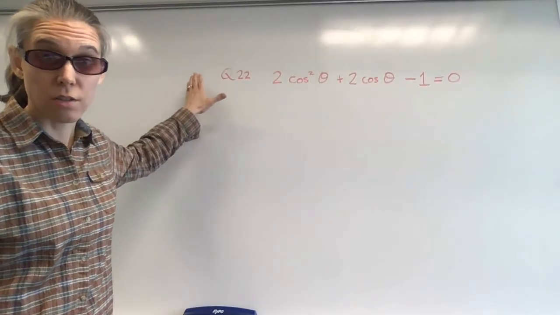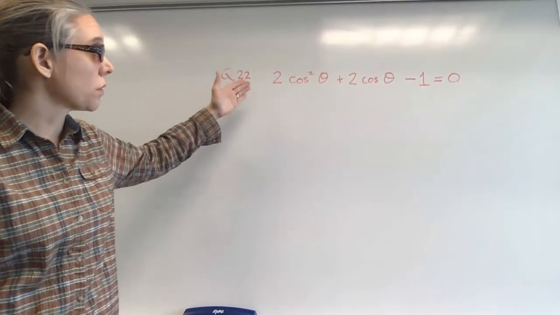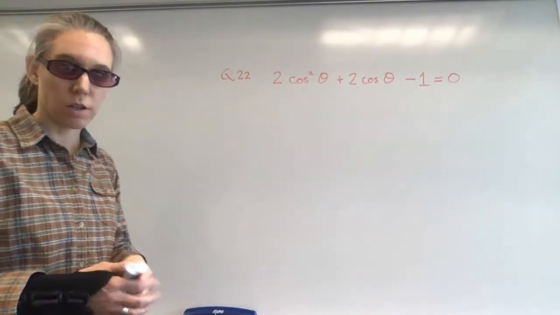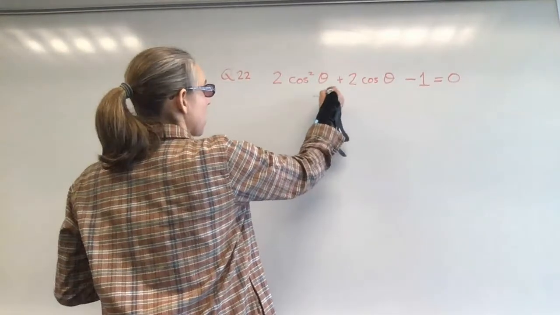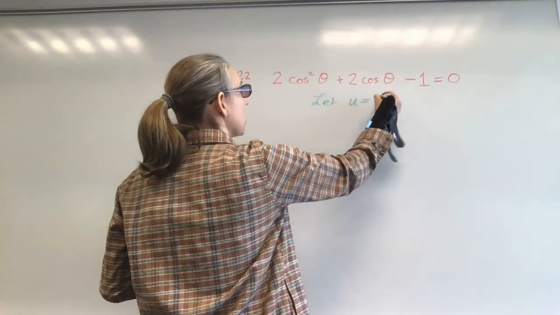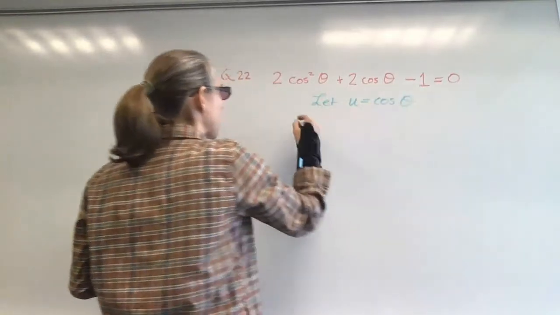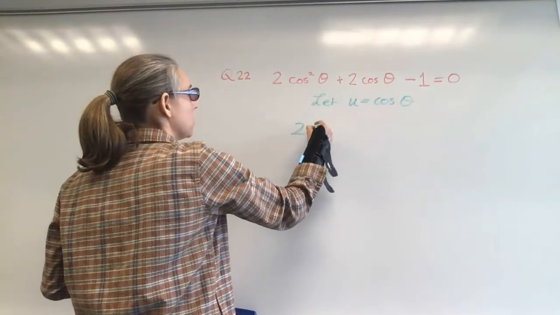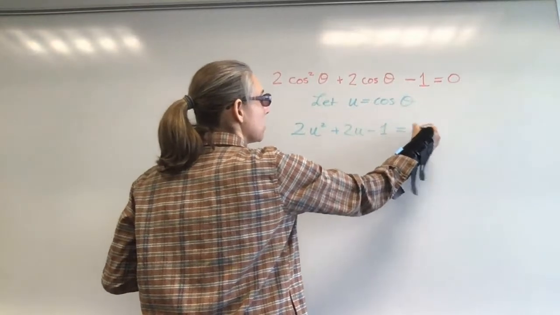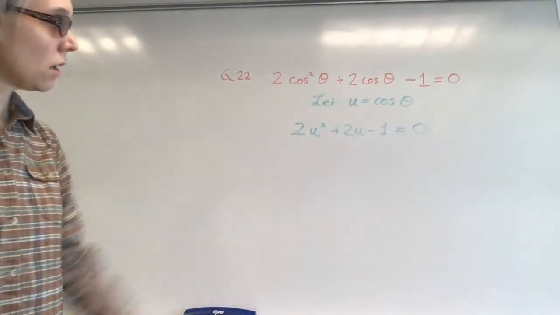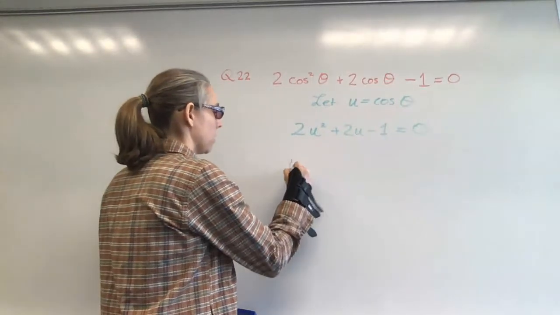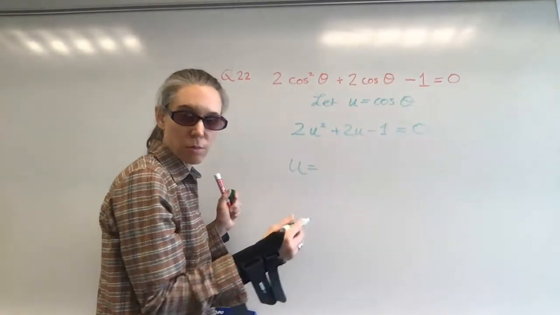Okay, question 22. So first of all, this does not factor, even if you want to use the U substitution, which I still recommend. Anytime you have a quadratic, you go ahead and use the U substitution. You can rewrite this now as 2u squared plus 2u minus 1 is equal to 0, and you try to factor it, and it won't factor. So now we want to use the quadratic formula.